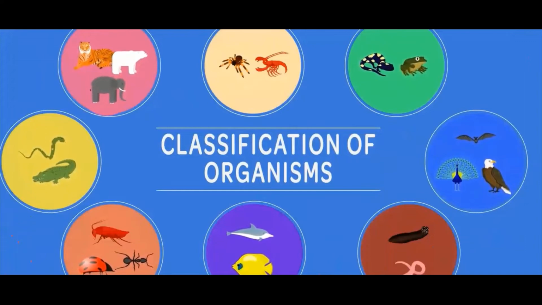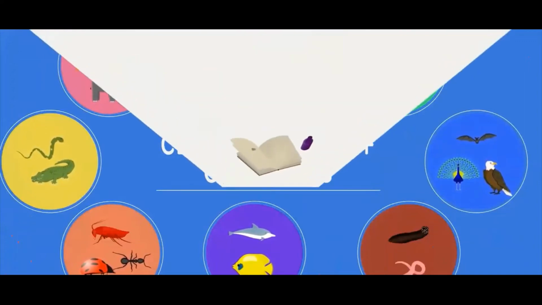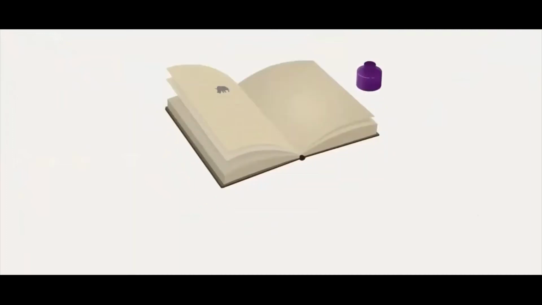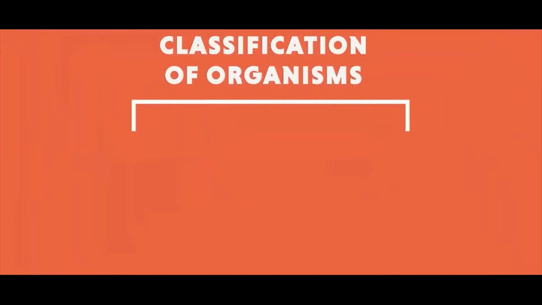This system is not new. Classification of various organisms has been carried out since ages. Aristotle tried to classify organisms into two major classes, plants and animals. The groups contain all types of plants and animals. These were further divided into subgroups.